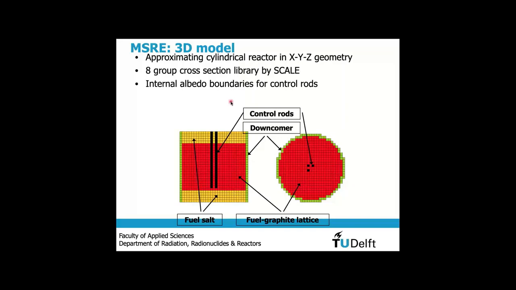Well, that's progressing science, of course. It had control rods, this particular system, and they were modeled with albedo boundary conditions. You see in yellow here, fuel salt, salt downcomer regions, the control rods are mentioned. And yeah, you could say the fuel graphite lattice as well. So this was a rudimentary view on how the system actually is modeled in X, Y, and Z.